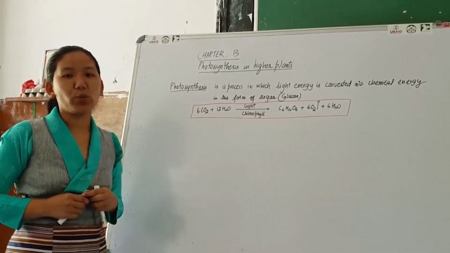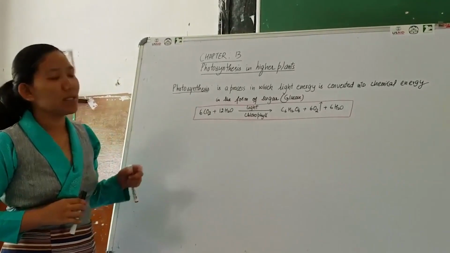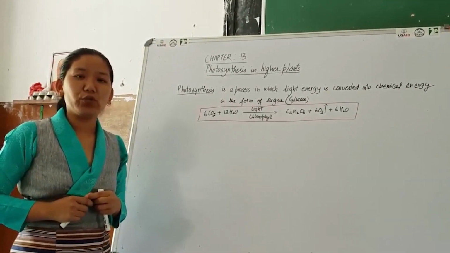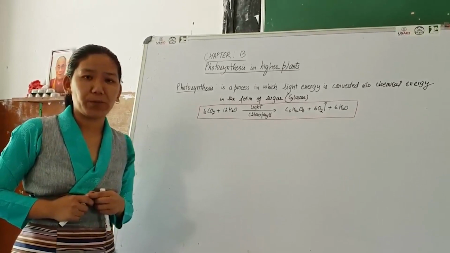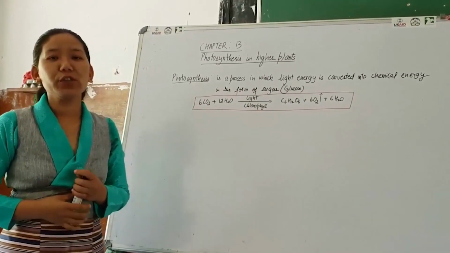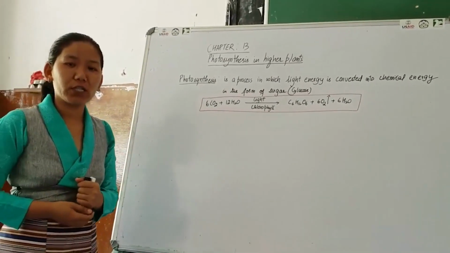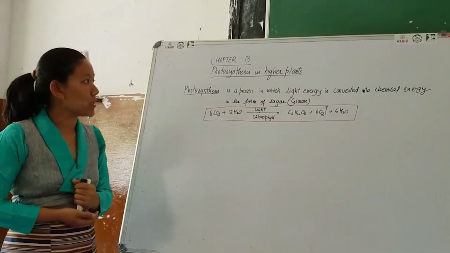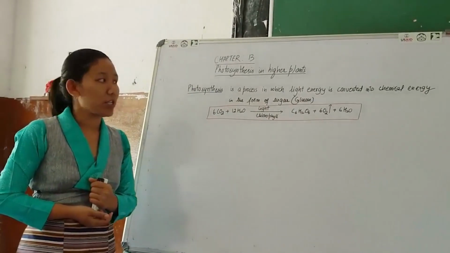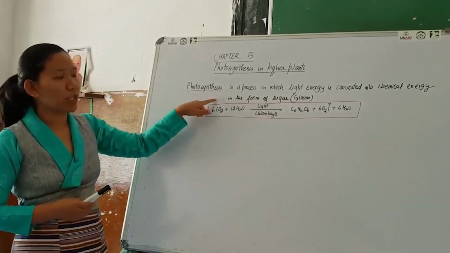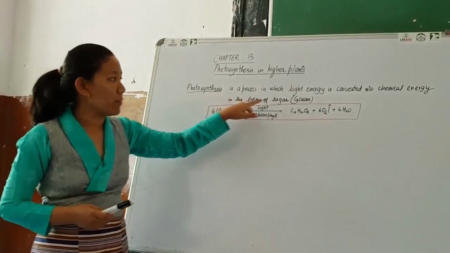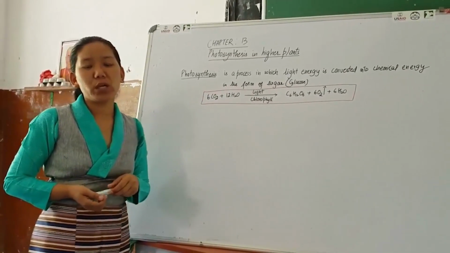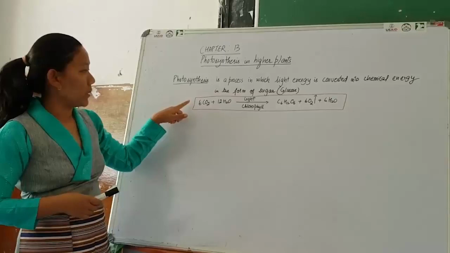In this chapter, we will focus only on photosynthesis in higher plants. Higher plants here means gymnosperms and angiosperms. Let us recall the definition of photosynthesis which you have learned in your earlier classes. Photosynthesis is a process in which light energy is converted into chemical energy in the form of sugar, for example, glucose. It is usually represented with a simple equation like this.